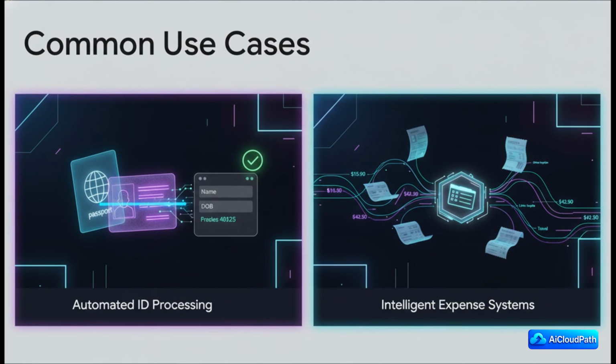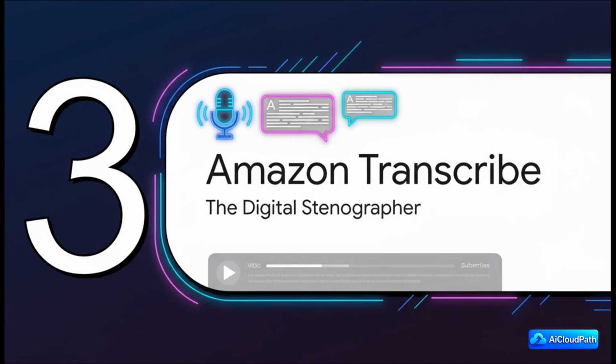Okay, so where would you actually use this thing in the real world? Well, think about any process that's buried in paperwork. How about automatically pulling info from a driver's license or a passport to verify someone's identity? Perfect. Or what about building an expense system that just reads your receipts and invoices for you? I mean, no more tedious data entry. That's a huge win.